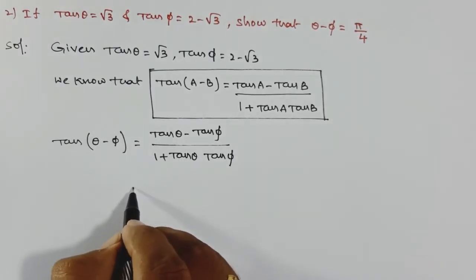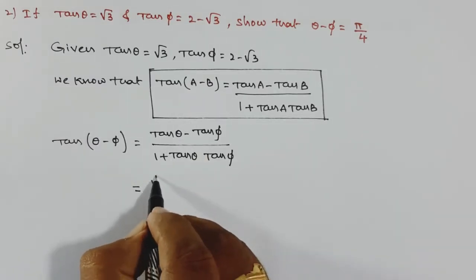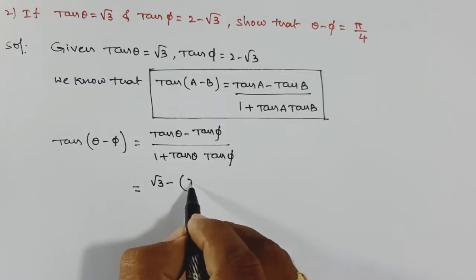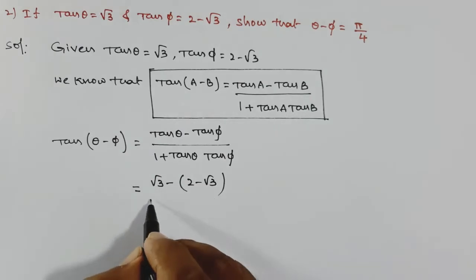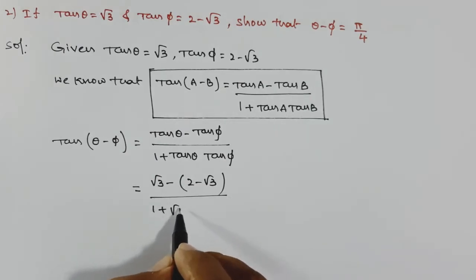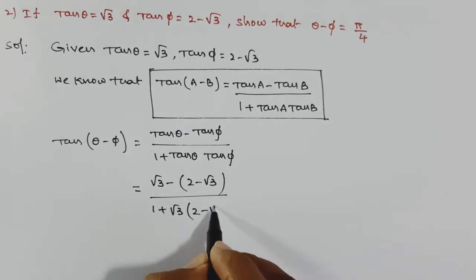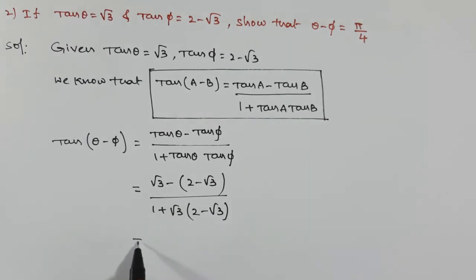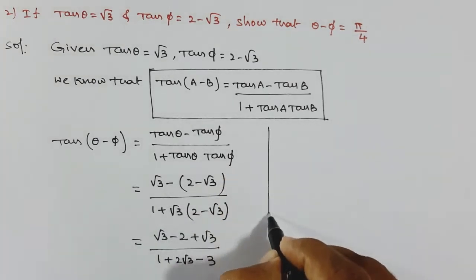Substitute the given values in this formula: root 3 minus of 2 minus root 3, divided by 1 plus root 3 of 2 minus root 3, and then simplify. Root 3 minus 2 plus root 3, divided by 1 plus 2 root 3 plus root 3 times minus root 3, that is root 3 whole squared, which is 3, and then simplify.